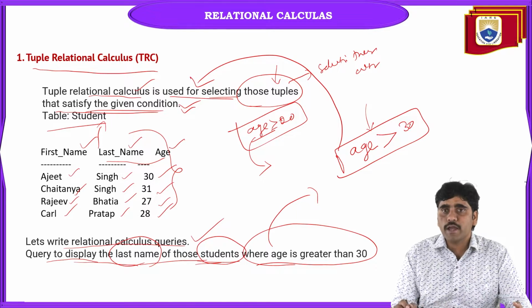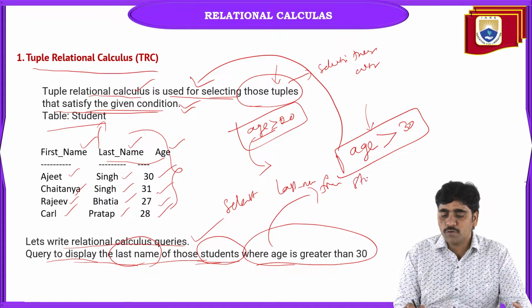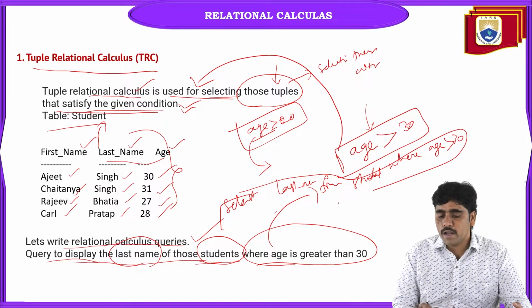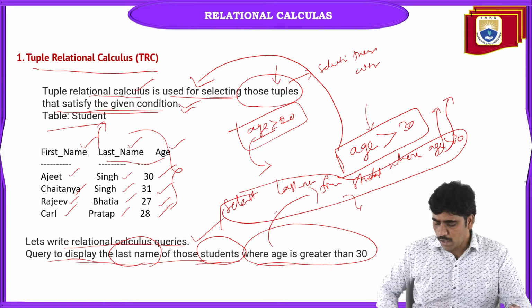So generally how can we write it? We can write: select last name from student where age greater than 30. Now this is a procedural query. We can understand it, write it, and execute it. But what we have to do is write the non-procedural query for this procedural query.